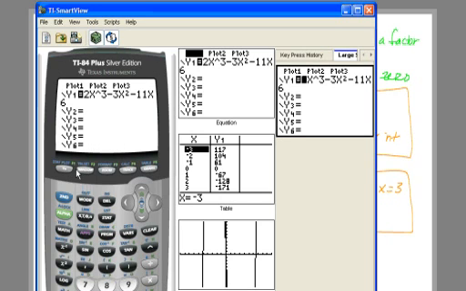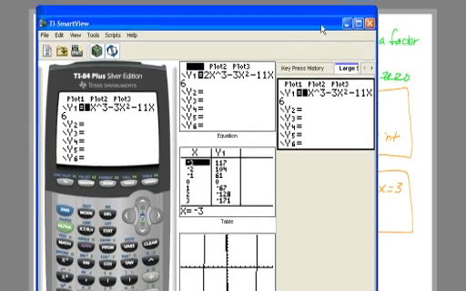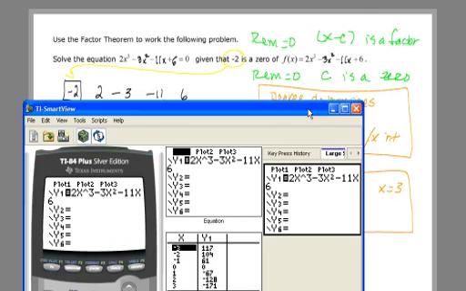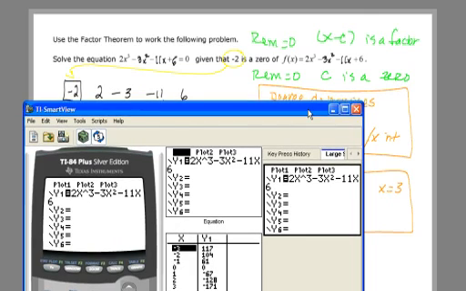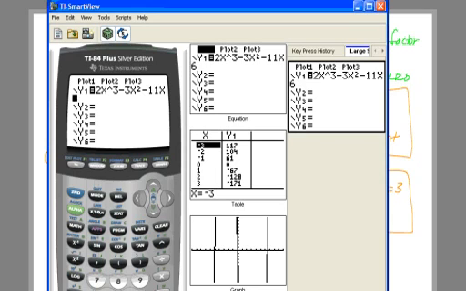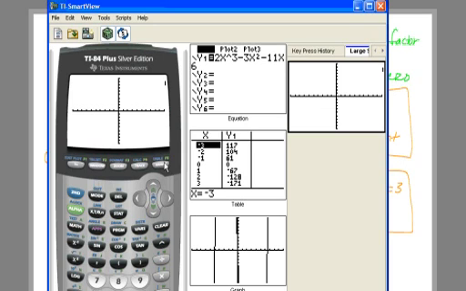Let me go back and see if I typed it in right. 2x cubed minus 3x squared minus 11x. Aha! Forgot plus 6. Very good. Well, that's not going to help me. Let me type in plus 6. So when you do this, just make sure that you type it in the right way. Now there is the right equation, the right graph.